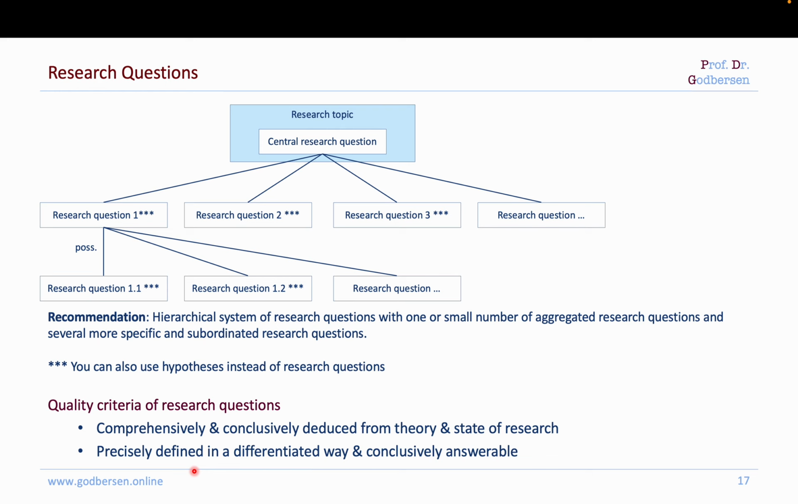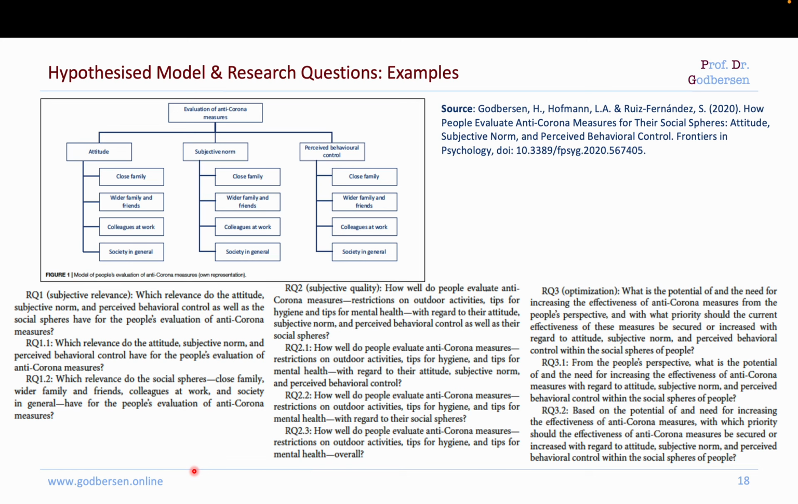I would like to give you two examples. An example I used before. It is an article I had the honor to author with two co-authors. It is about how people evaluate anti-corona measures for the social spheres. And there we also integrated the theory of planned behavior with its constructs, attitude, subjective norm, and perceived behavioral control. On the top left, you see the hypothesized model of this research, and the evaluation of an anti-corona measure depends on the attitude, subjective norm, and perceived behavioral control.